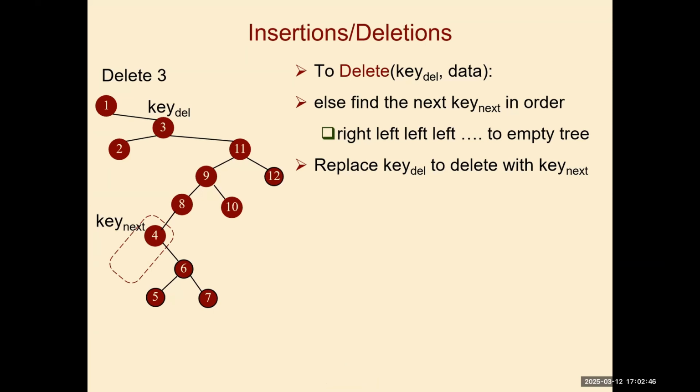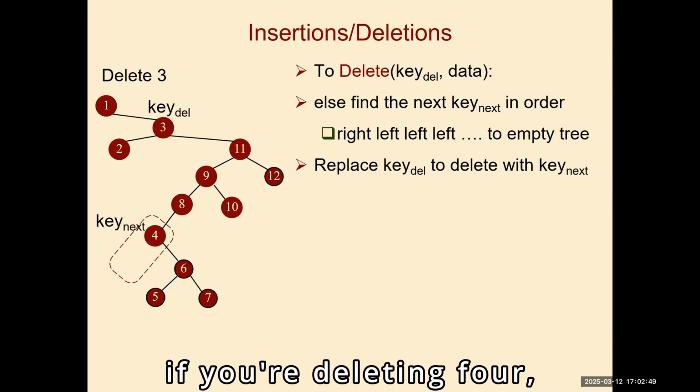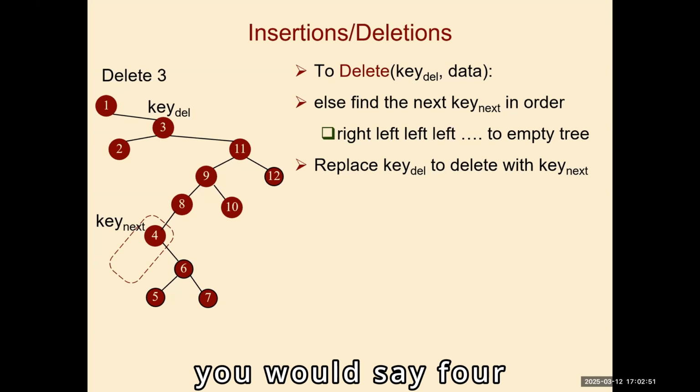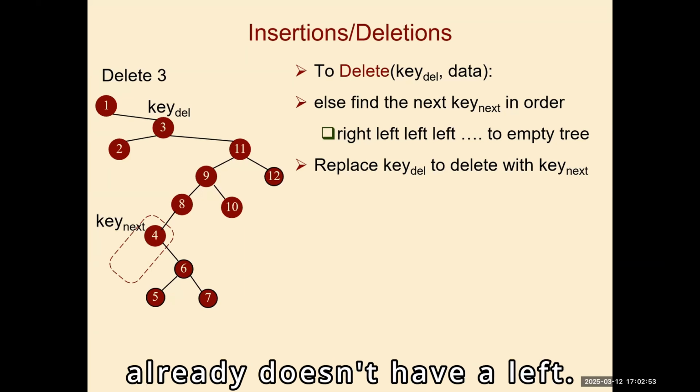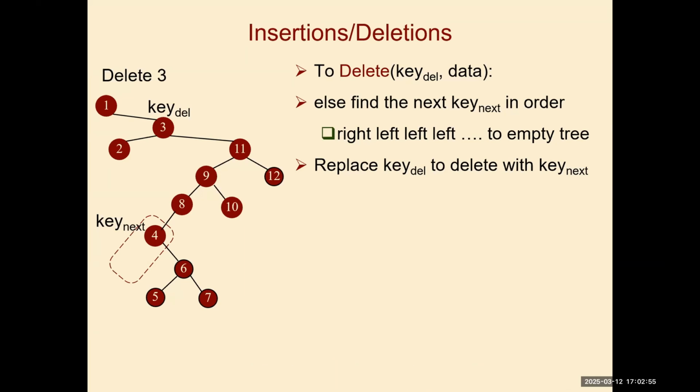No. If you're deleting 4, 4 already doesn't have a left child. So I just move 6 up, right? The reason we found 3, and 3 had 2 children, right?